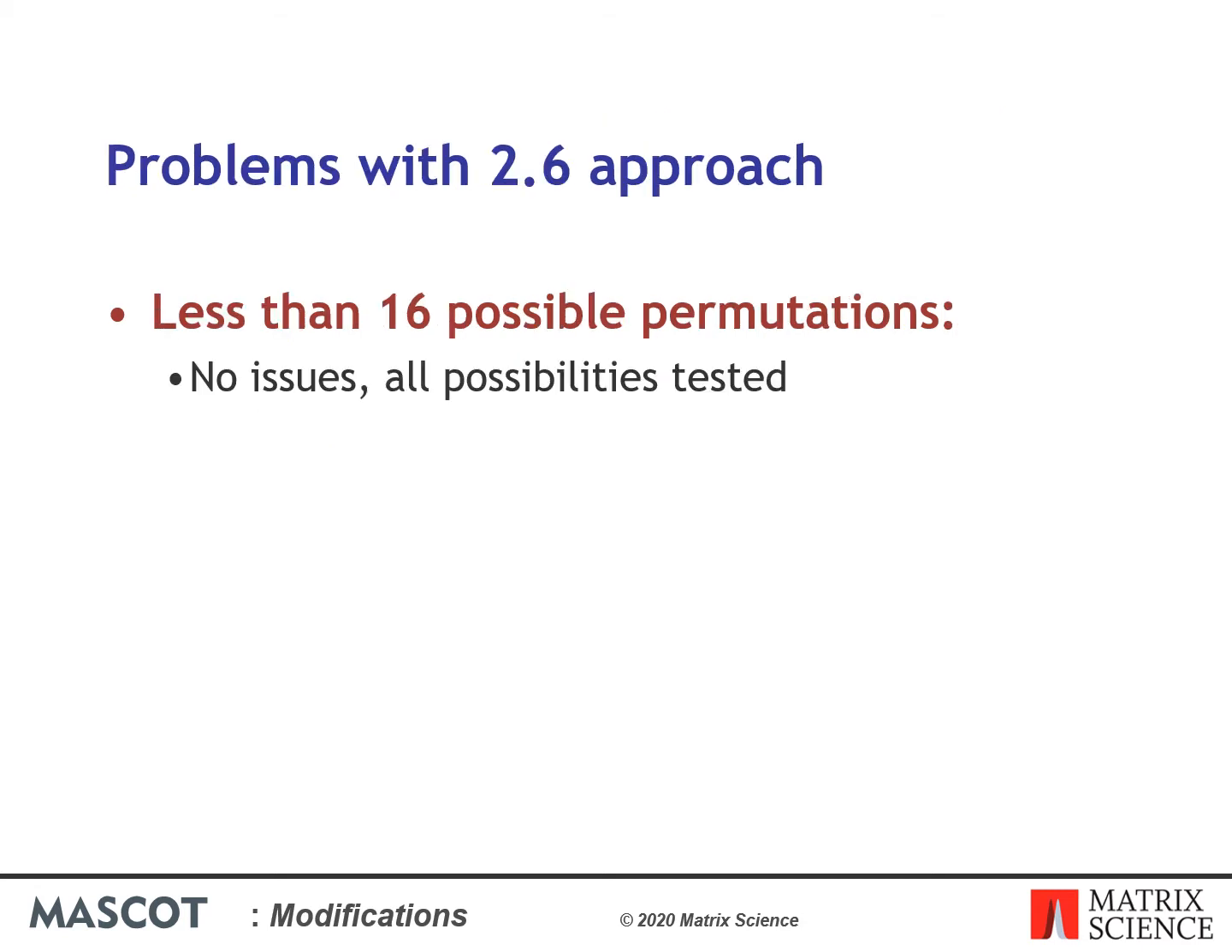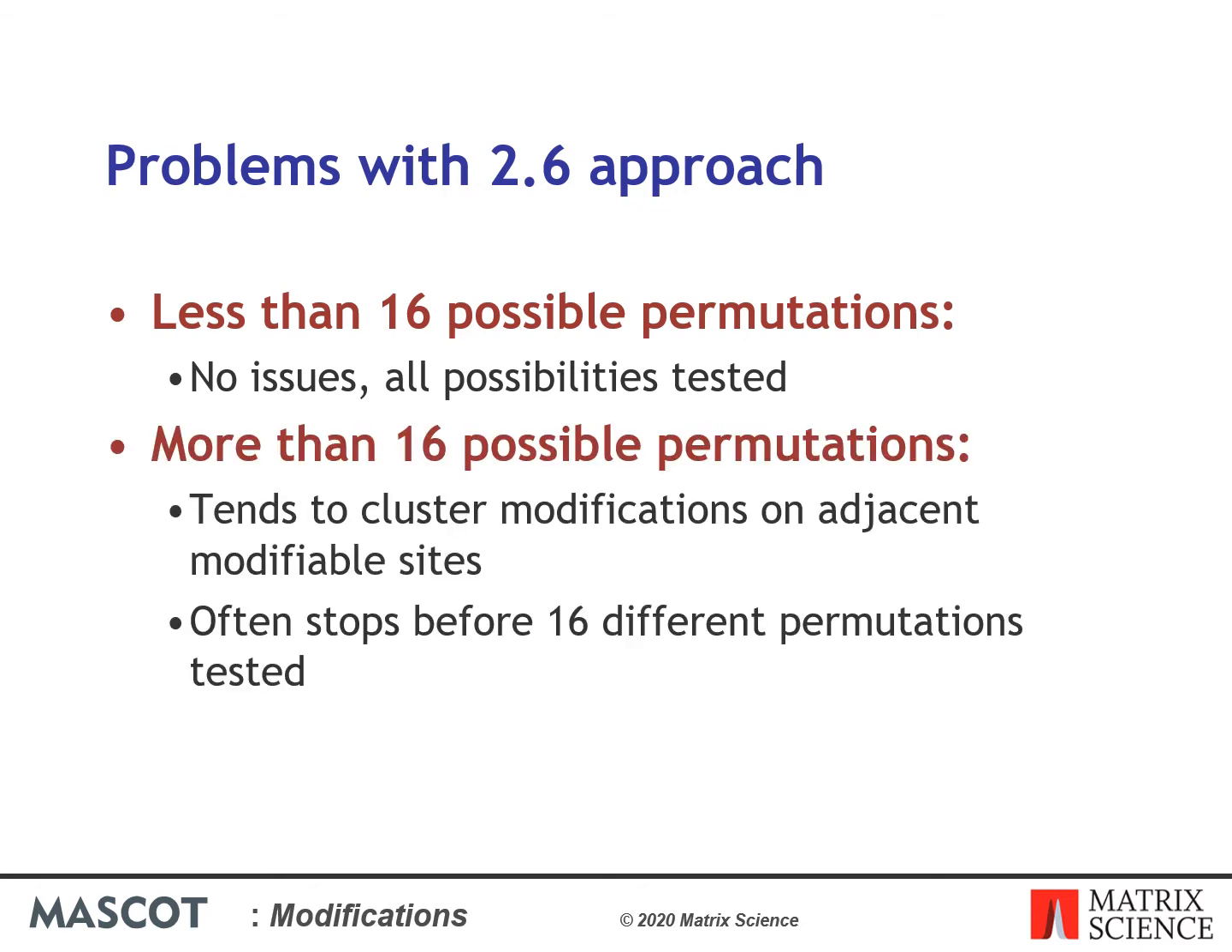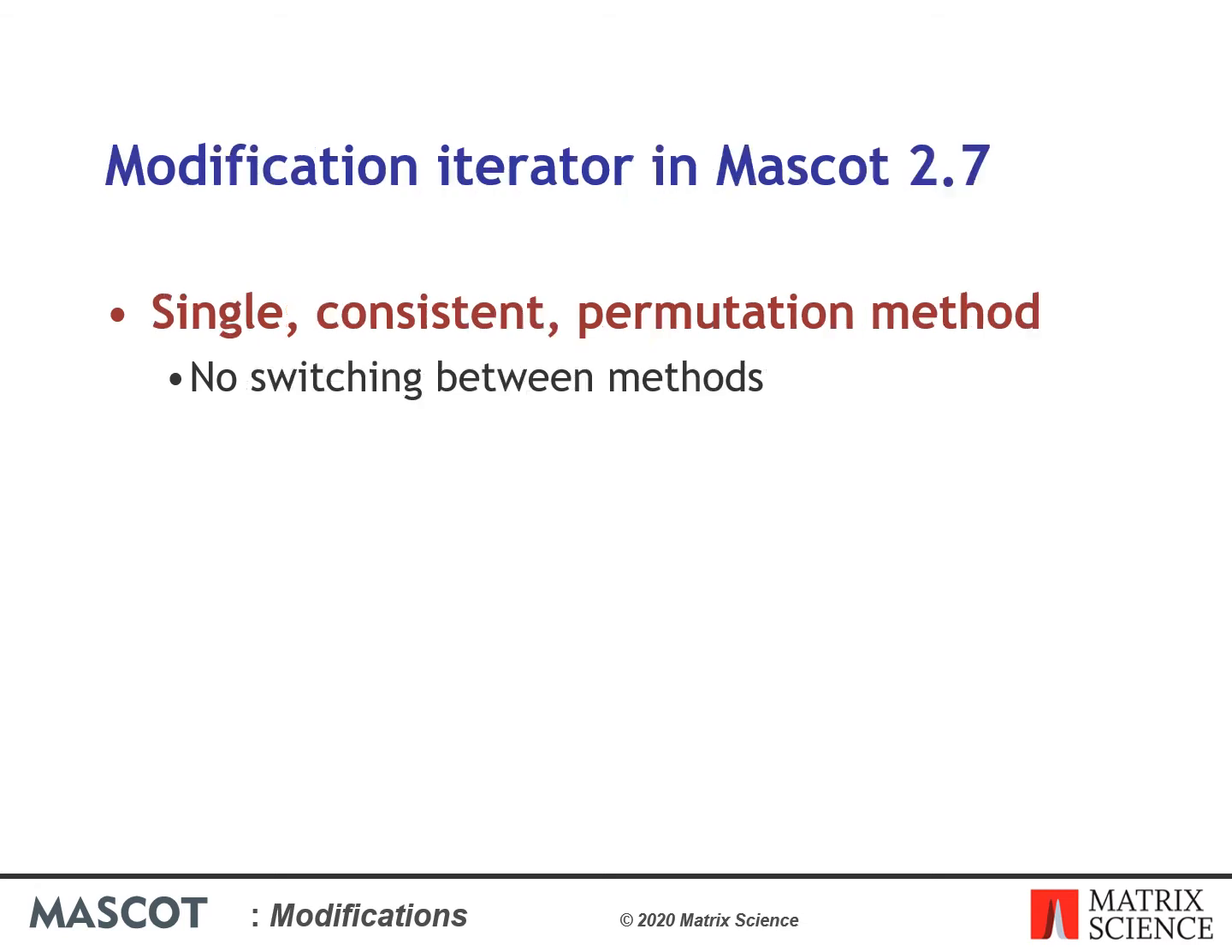In general, the approach works well. However, it isn't without its limitations. If a peptide has less than 16 variable modification permutations, then there are no issues, as all possibilities are tested. It's in the cases where the peptide has more than 16 possible permutations that issues can arise. The sliding window method tends to cluster modifications on adjacent modifiable sites, and it will often stop before 16 different permutations have been tested. In Mascot 2.7, we've taken a different approach.